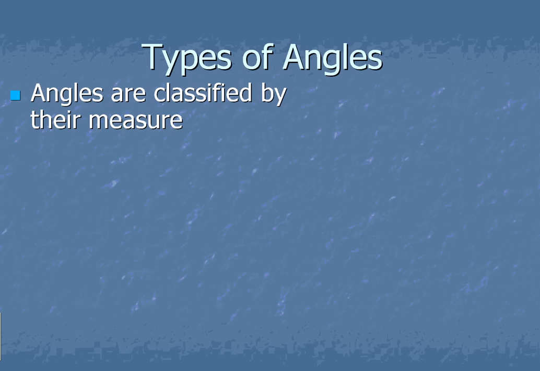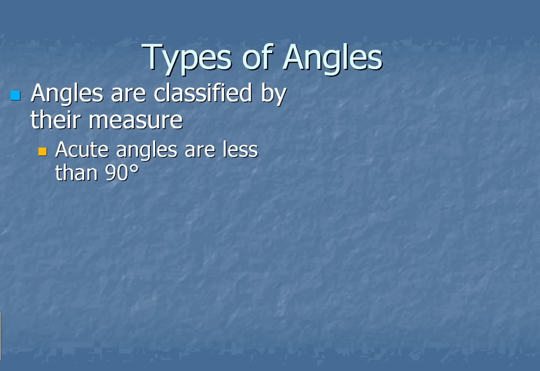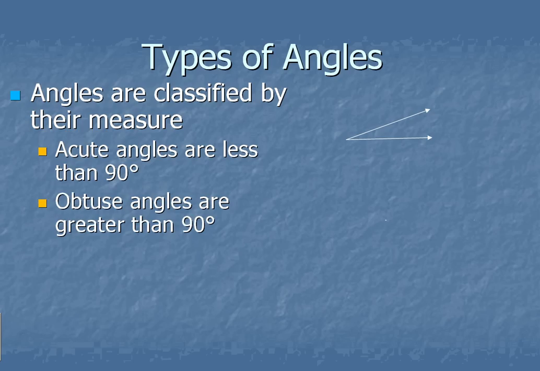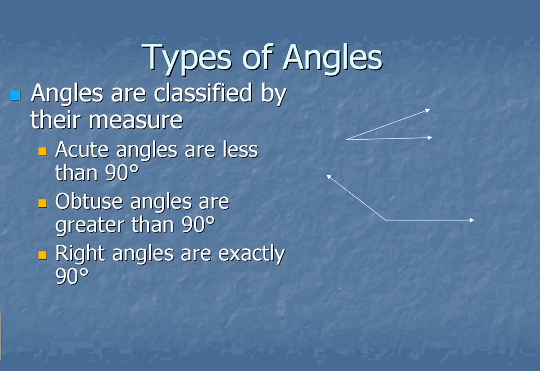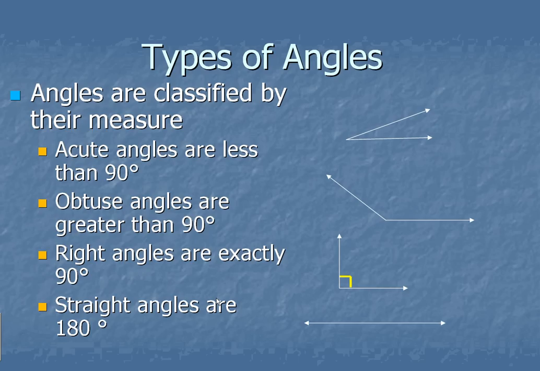All right, types of angles. You're probably all familiar with acute angles, which are less than 90 degrees, and obtuse angles, which are greater than 90 degrees, and right angles that are exactly 90 degrees. And when we have a right angle, we draw a little box in this angle to signify that it's a 90-degree angle. There's also straight angles, which are exactly 180 degrees. Okay, they make a straight line together. So this is 180.